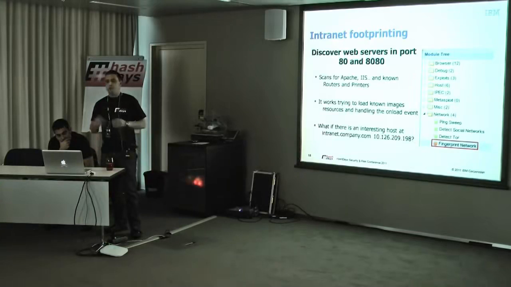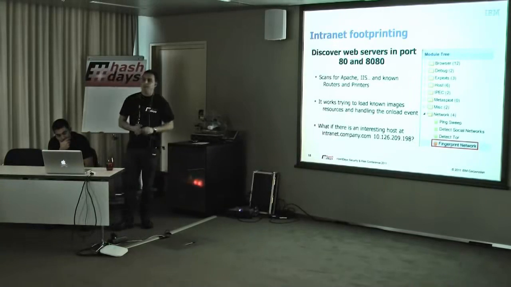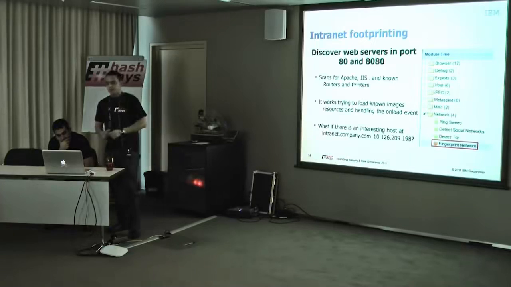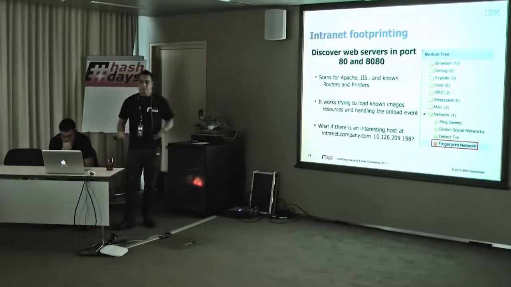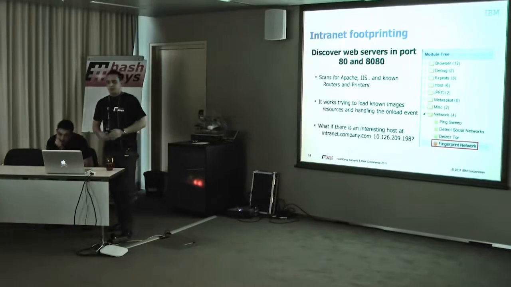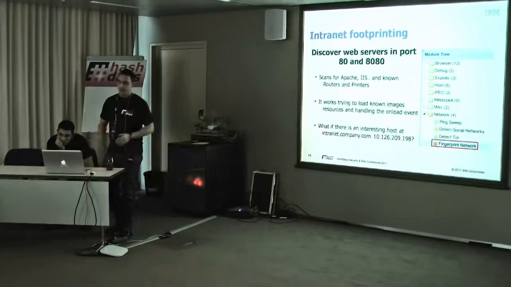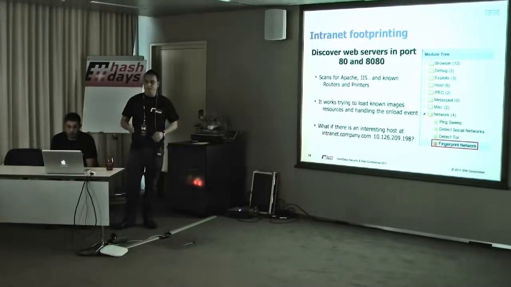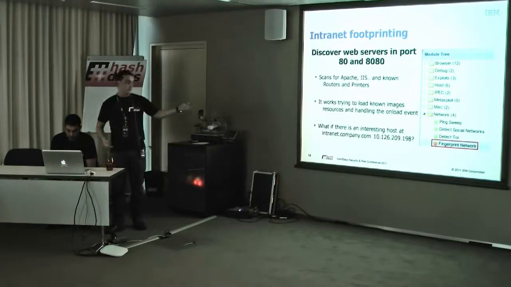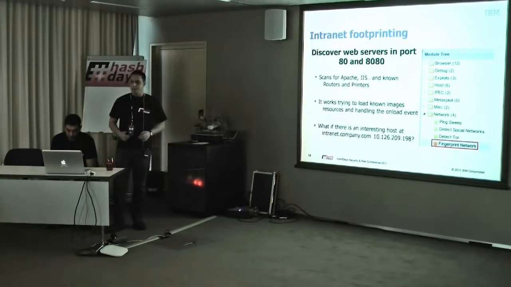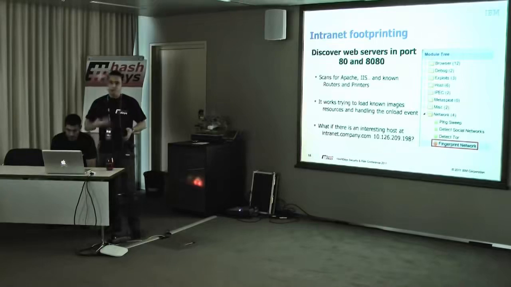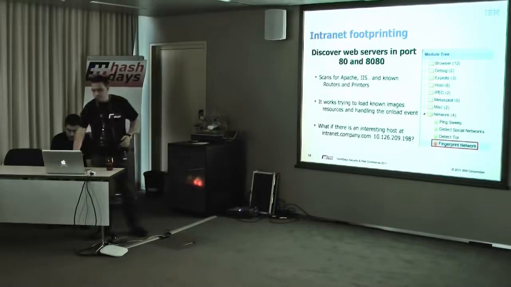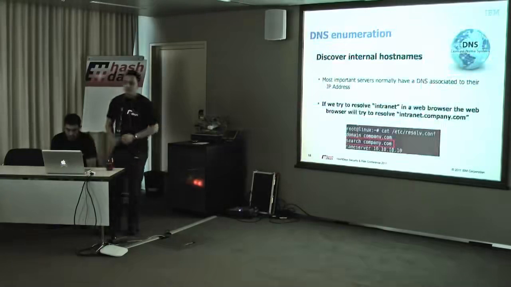But if we try to scan all the possible subnetworks, that's not practical. We need a lot of time. So what happens if we have an interesting host in a random IP address? For example, a known host like intranet.company.com. If we try to scan every subnetwork, we can't guess that it's in that IP range. So we're going to use a different approach here. We're going to use DNS enumeration.